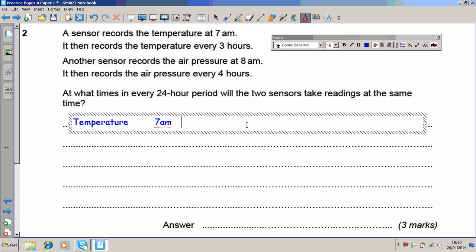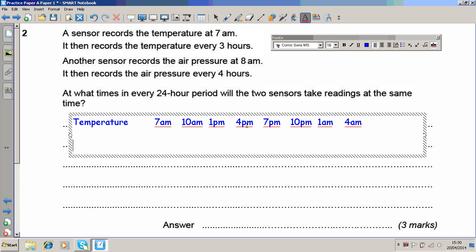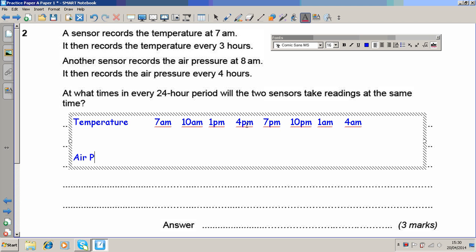it's 7 AM and it's every 3 hours, so 10 AM, 1 PM, 4 PM, 7 PM, 10 PM, 1 AM, 4 AM, and then we're back to 7 AM after that. So that's that. Air pressure is first done at 8 AM and it's every 4 hours, so it's 12 noon. I'll just put noon so I can fit it in. Then it's 4 PM, then 8 PM, then it's midnight.